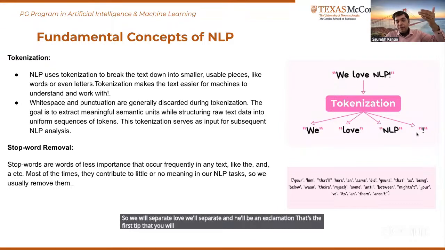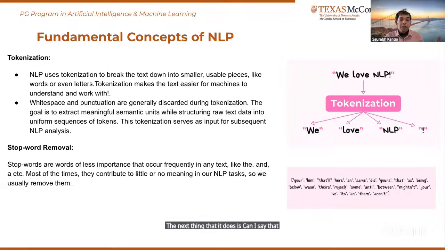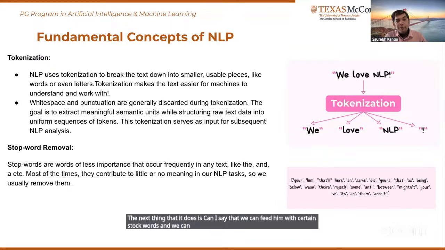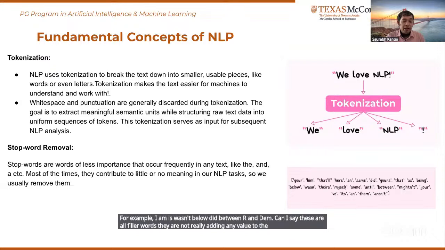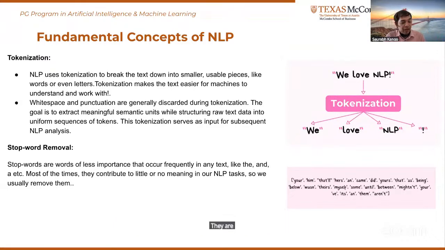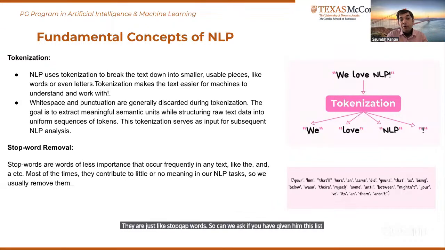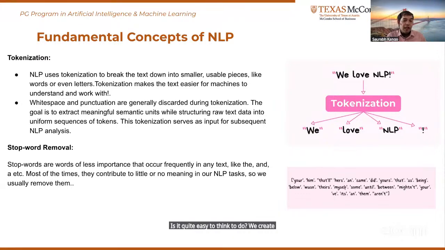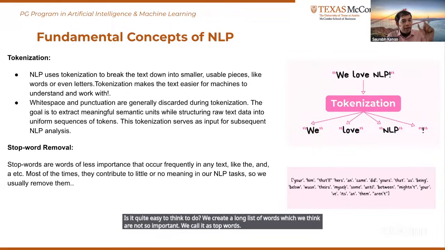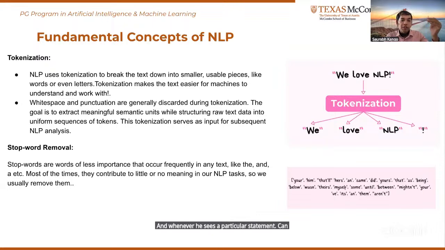As soon as you give it a certain statement, it will try to break it down into each word that is there in the statement. The next thing that it does is, we can feed it certain stop words and ask it to remove them. For example, "I am", "is", "the", "wasn't", "below", "did", "between". Can I say these are all filler words? They are not really adding any value to your statement. They are just like stopgap words. So if you have given it this list of words, can we ask the machine to remove them as well? It is quite easy to do. We create a long list of words which we think are not so important. We call them stop words. And whenever it sees a particular statement, we can apply an algorithm which removes those words.